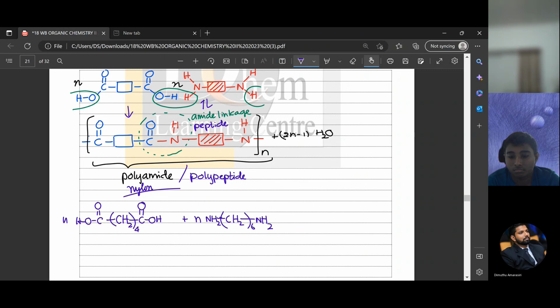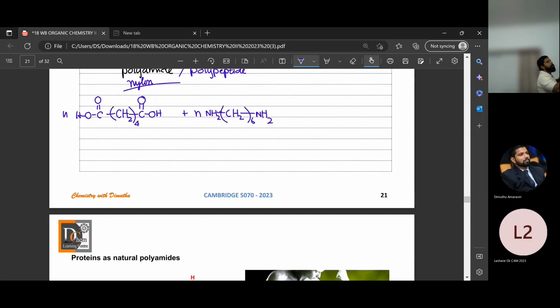Okay, I'll just give you 5 minutes. You can try this also. You know why I'm giving this? The polymer that you are going to draw from this is the polymer used to make bulletproof jackets. That is called Kevlar. Not nylon, it's called Kevlar.